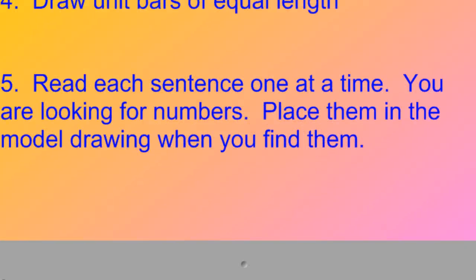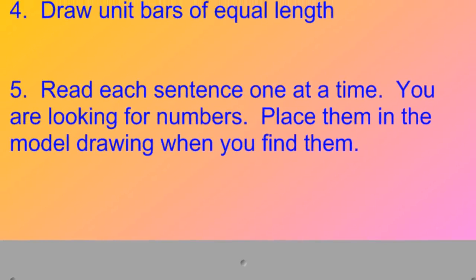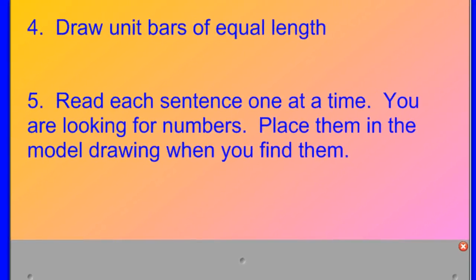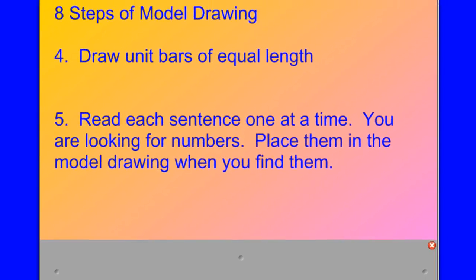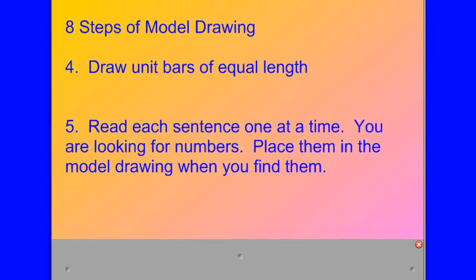The next thing to do is to go back to that reading piece again. Read each sentence one at a time, and what you're doing is you're looking for numbers. And when you come to a number, you have to find a place to fit it on that unit bar. So you're putting your numbers on your picture. So you proceed through the word problem, sentence by sentence, placing the numbers. Whenever you find them, you put the numbers on the model.